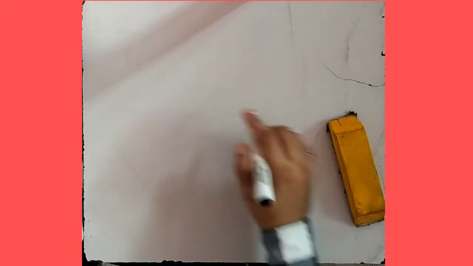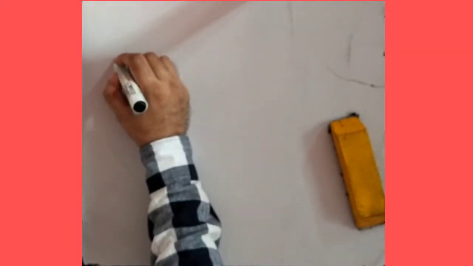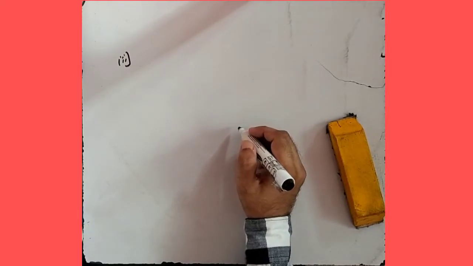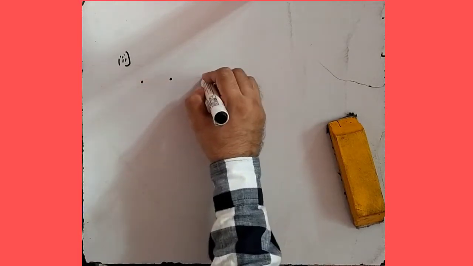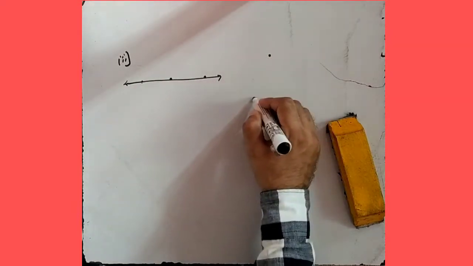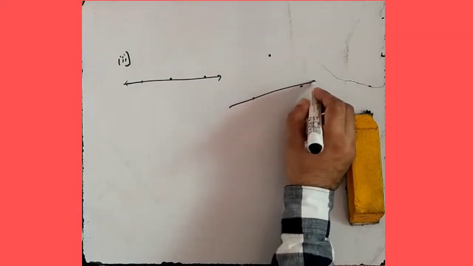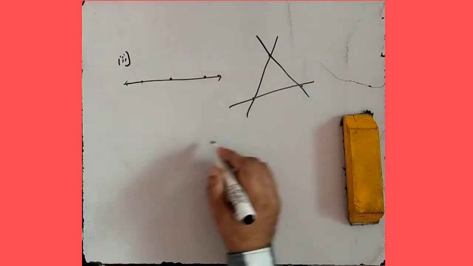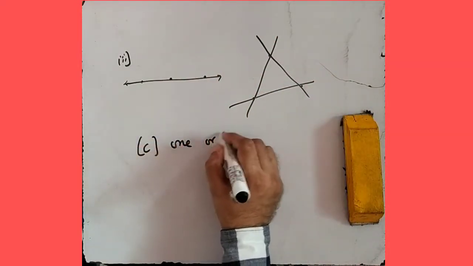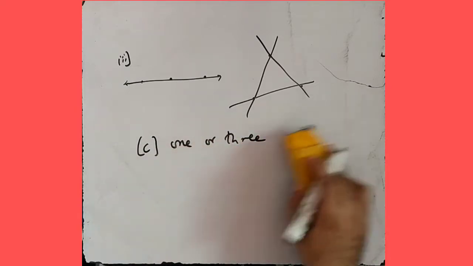Third one, how many lines are determined by three distinct points? They have not mentioned whether these three distinct points are collinear or not. If the 3 points are collinear, then one line can be formed. If the points are non-collinear, then 3 lines can be formed. So here the answer is C, 1 or 3.